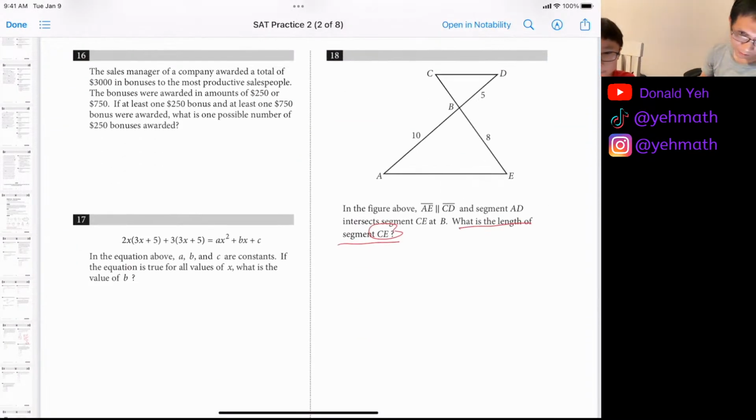17 just expanded. If the equation is true for all x, what is the value of b? So you guys find out whatever is in front of x. That's b, 19. All right, awesome. So I think the number is 19. Yep, 19. Yeah, that's what I got.